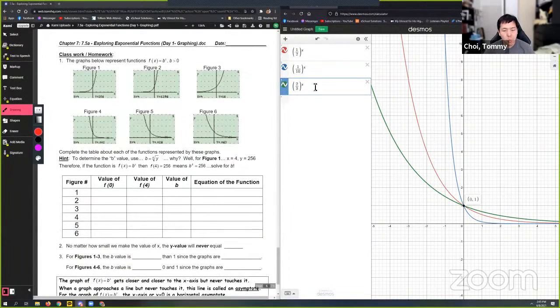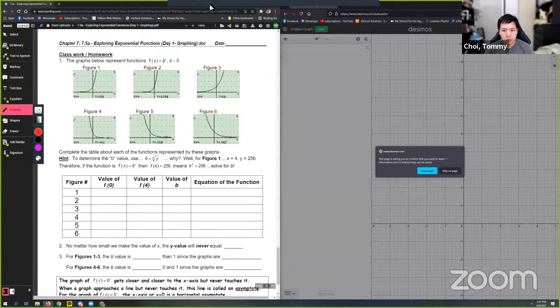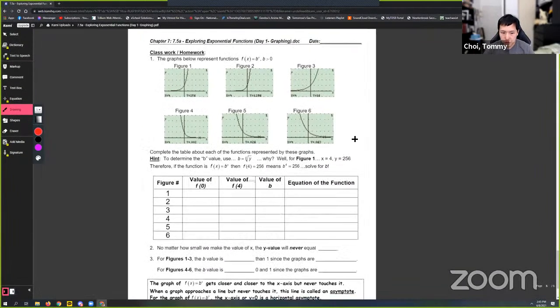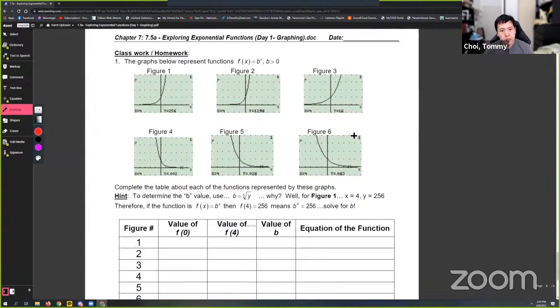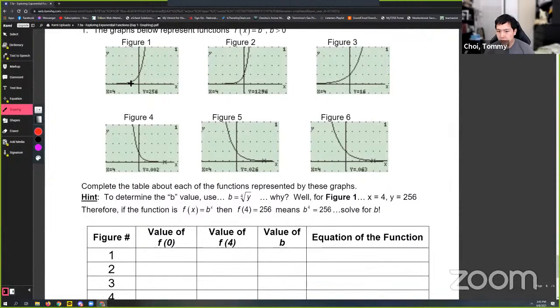So then we have some homework and classwork questions. We'll do some of these together before I send you off to do the rest of the work on your own here. So we have functions here, right? We have figures and graphs on a graphing calculator here.